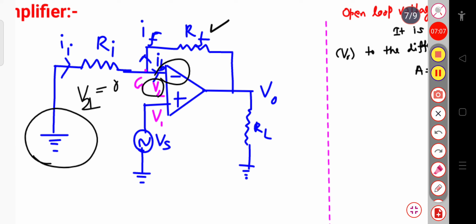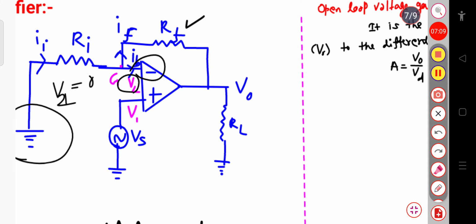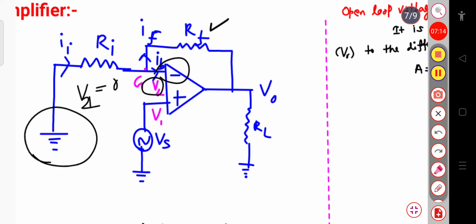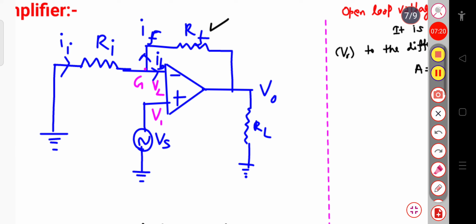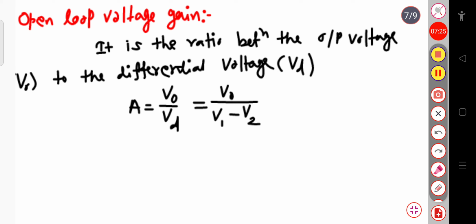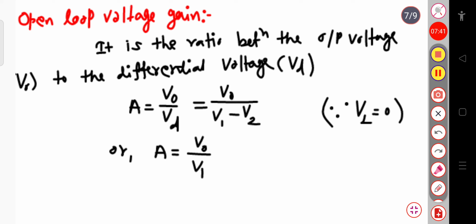So here, since we have considered the VD value, that is V1 minus V2, if I substitute the V2 value, that is the voltage across the inverting terminal, to be 0, then this equation reduces to A equal to VO divided by V1. So this is called the open loop voltage gain.